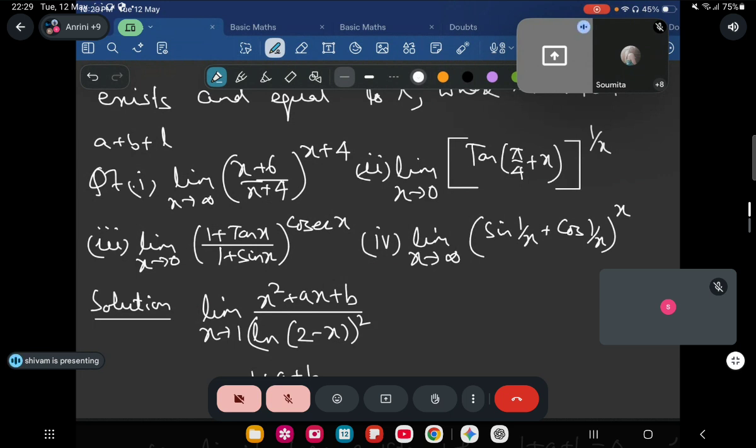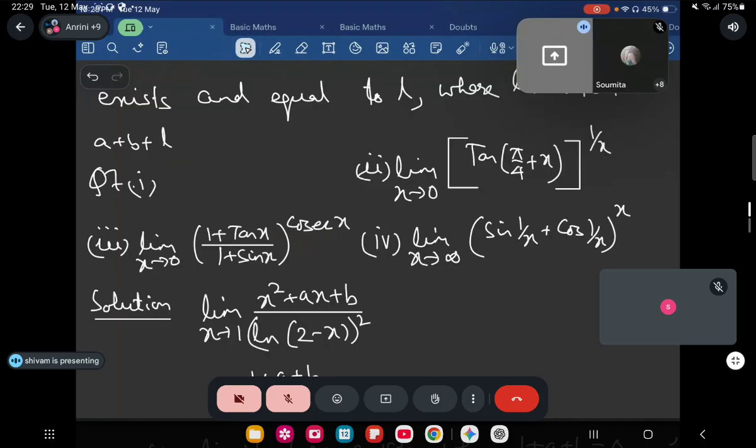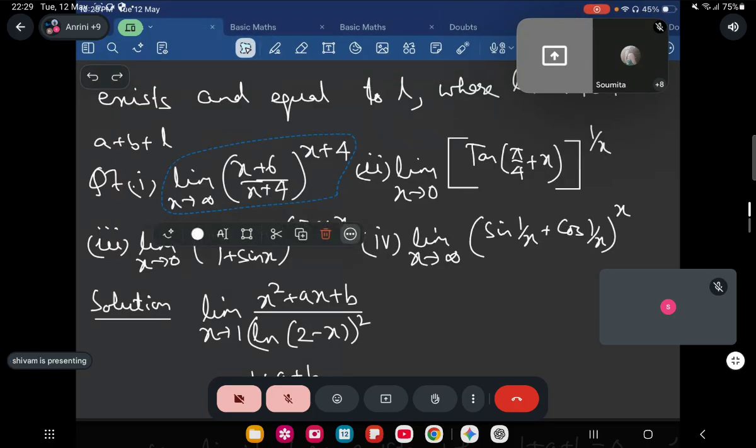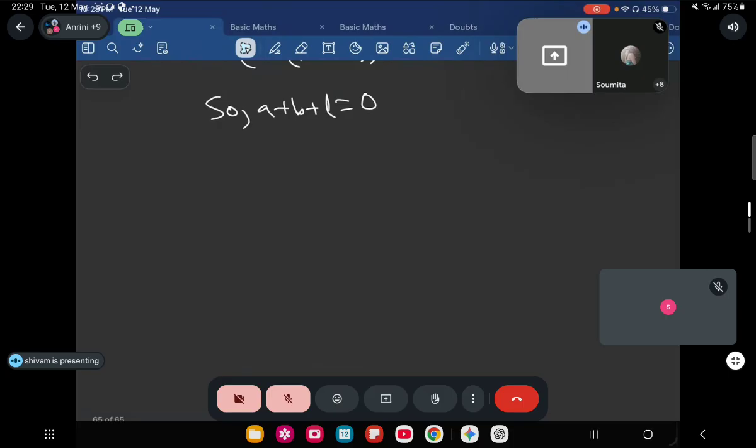Okay, so everyone pay attention. These are all very easy. Why is it taking so long? Everyone, this is 1 to the power infinity form. How to solve 1 to the power infinity form? Pay attention. These are all very easy.